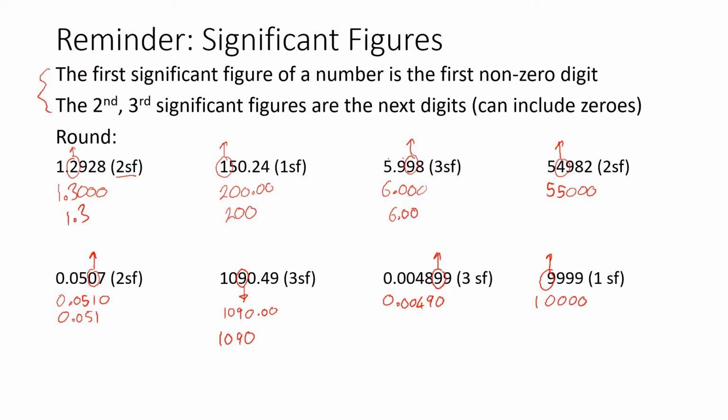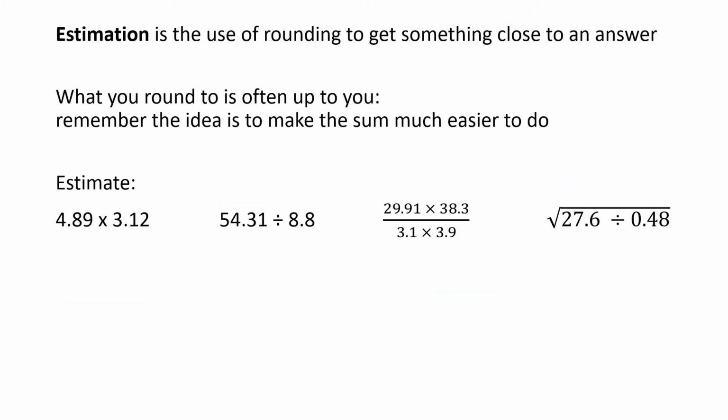Hopefully you got them right. If not, it's probably worth having a quick check on rounding to significant figures on Hegarty first. One last reminder, again, this is something that was touched on in chapter 1, is estimation, which is just the idea of rounding first and then finding out a much easier version of the answer. So let's look at a few little examples here.